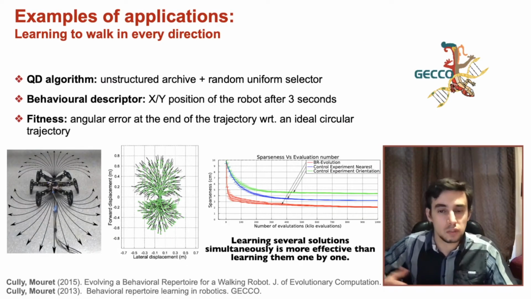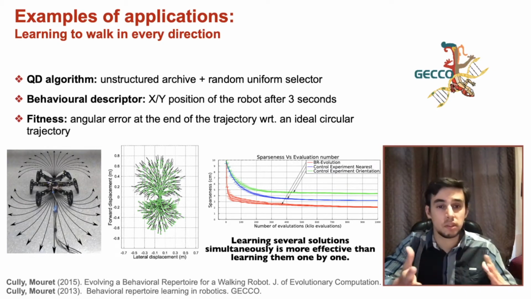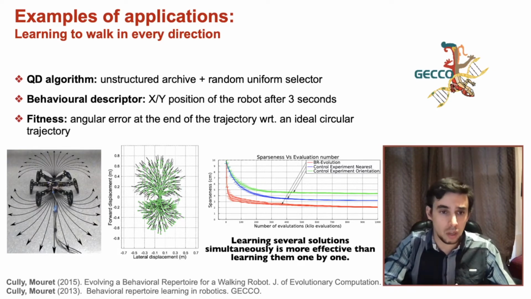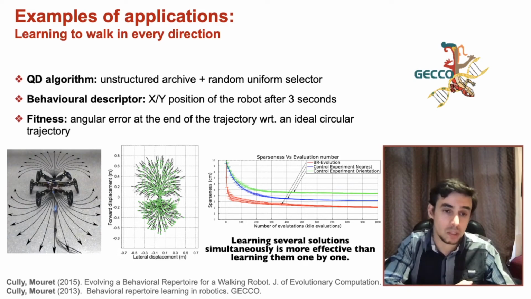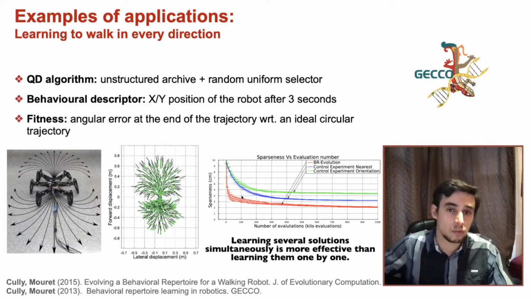So now I will go through a couple of example applications. The first one that I would like to talk about is how we can use quality diversity to, for instance, enable a robotic hexapod robot to learn how to walk in multiple directions. Here in this case, we use the unstructured archive with a random uniform selector, and the behavior descriptor is the X and Y location of the robot after walking for 3 seconds.